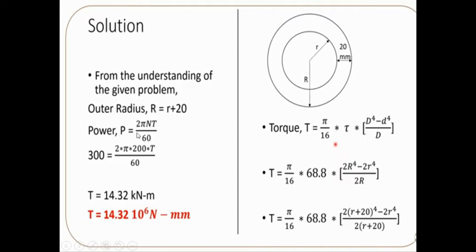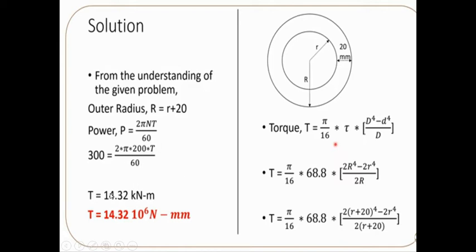Power P is equal to 2 pi N T divided by 60. What data are there? The power is given, so you can write all the given data and find out the torque. Apply all the given values: power P is equal to 300, then 2 pi, speed N 200, into T divided by 60. So you have to find out the torque T.